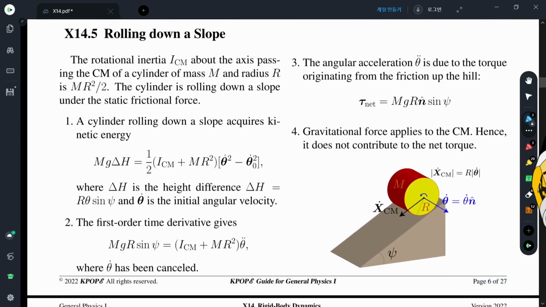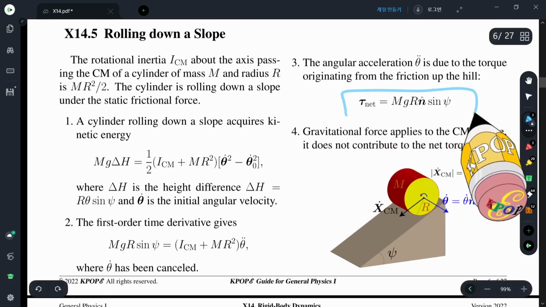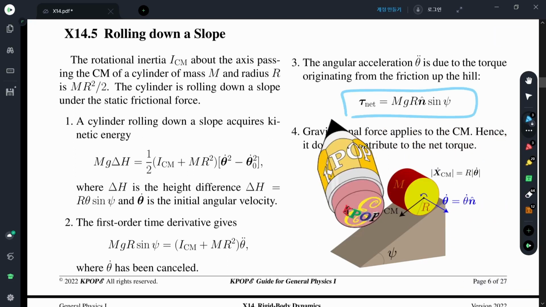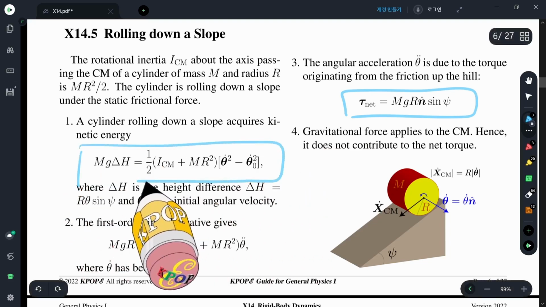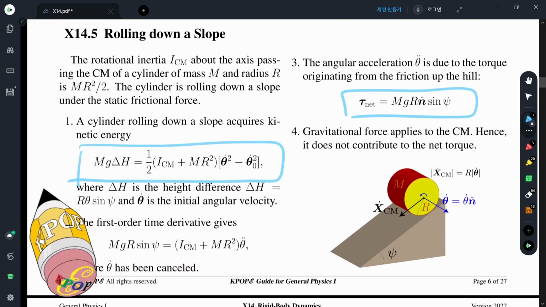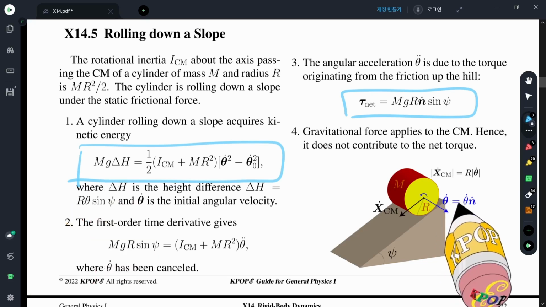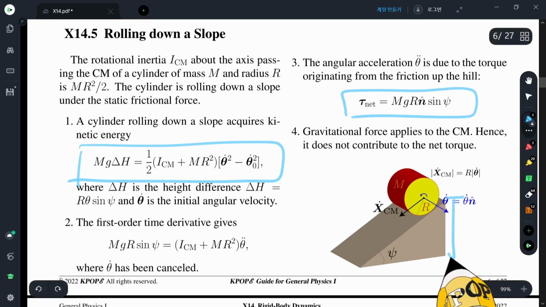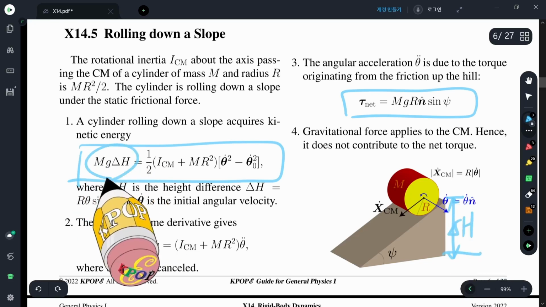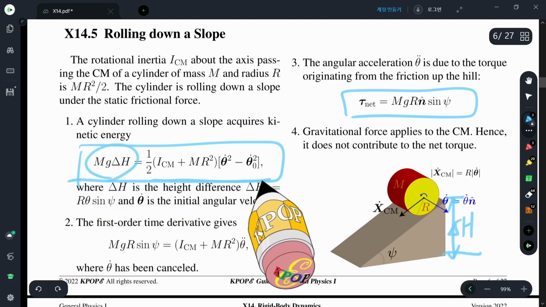Rolling down the slope, we could have made use of some equation of motion, but as long as we have learned how to deal with energy conservation, it's much better to begin with the work-kinetic energy theorem. The work done by the gravitational force from the top to the bottom, with the height difference delta H, states that the total kinetic energy of the system changes like that.